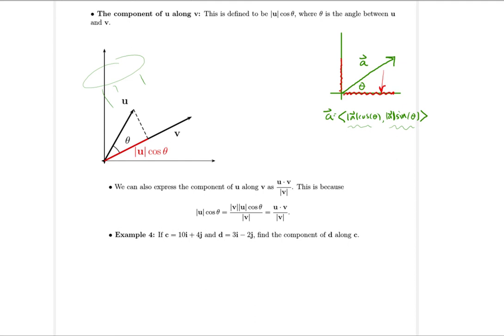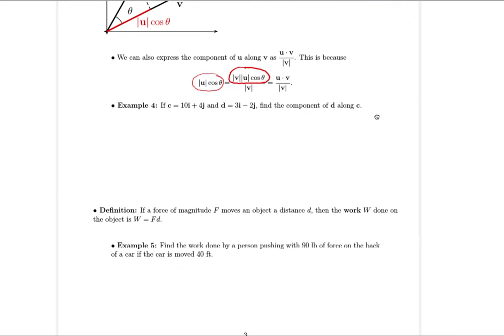All right, now with that idea in mind, we can relate this back to the dot product. If you start off with the magnitude of U times the cosine of theta, and you multiply on top and bottom by the magnitude of V, then on top you've just produced the dot product formula. So that can become U dot V, and then on bottom you have the magnitude of V. So there's another way to figure out the component of one vector along another. Let's see how this works here.